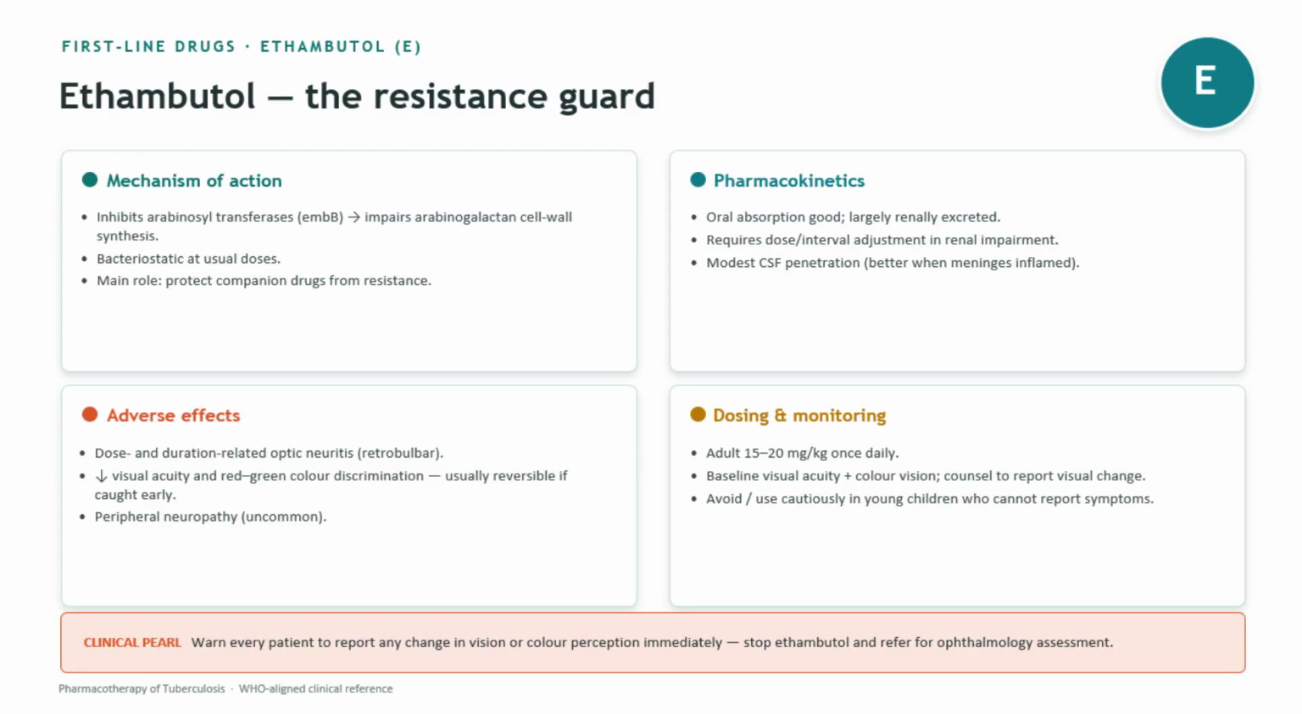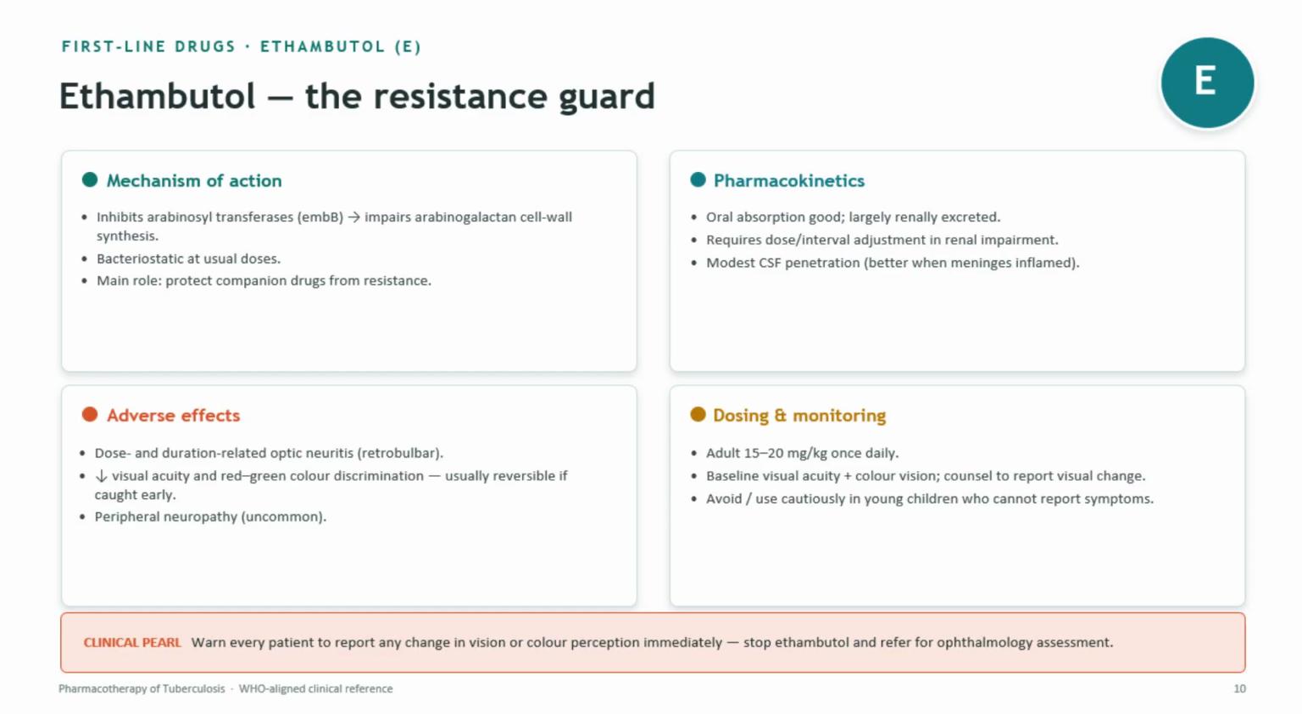Ethambutol, I call it the resistance guard. It blocks arabinosyl transferase and impairs cell wall synthesis, but it's only bacteriostatic at normal doses. So its main job isn't killing. It's protecting its companion drugs from resistance while they do the heavy lifting. The safety point you cannot miss: dose and duration related optic neuritis. It hits visual acuity and red-green color discrimination. And so counsel every patient to report any vision change immediately, and remember it's renally cleared.